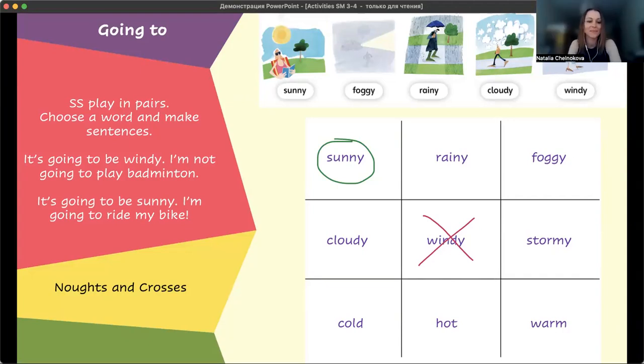Sure. Okay, I wanted to say that when we start this topic, we usually think about the weekend and the weather. So it's spring, and a lot of children go to their dachas and so on. So they can share some plans. They can say what the weather is going to be and what they're going to do at their dachas.